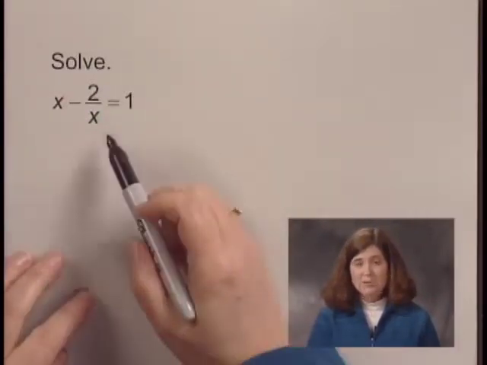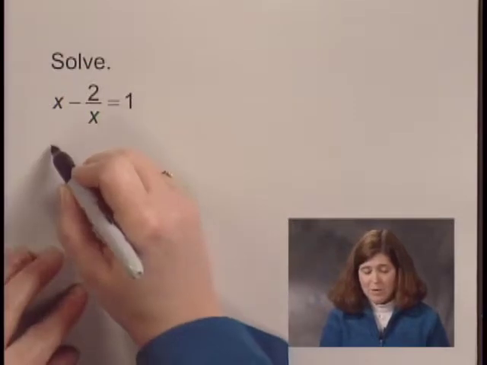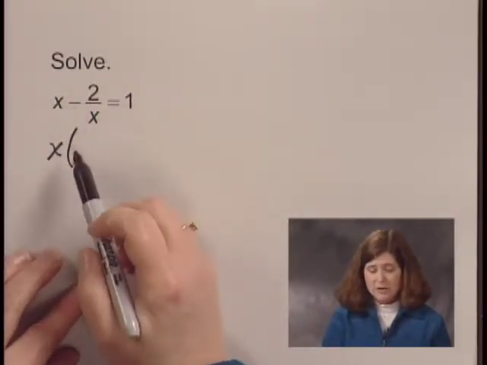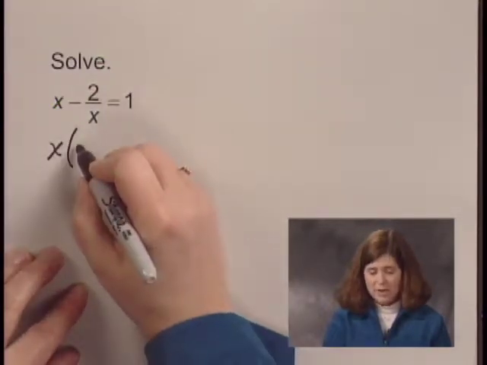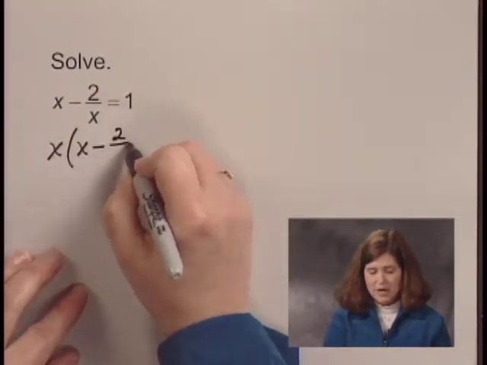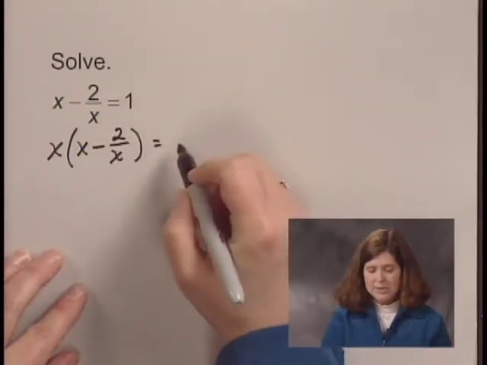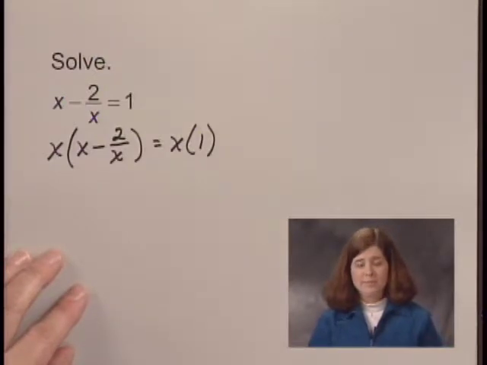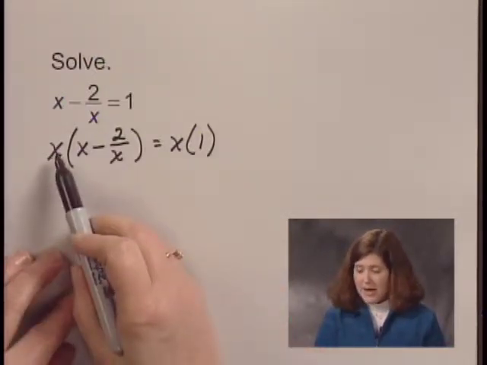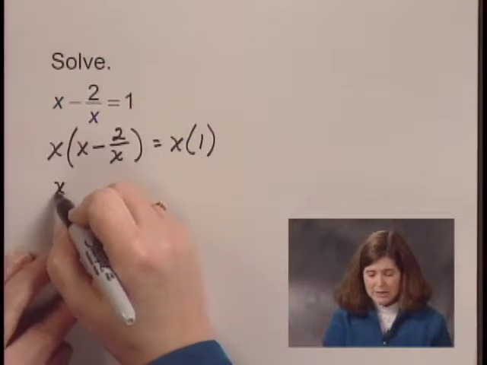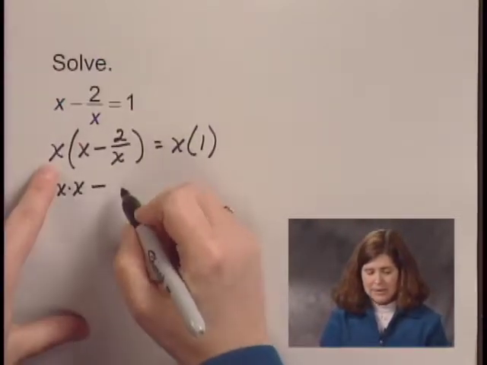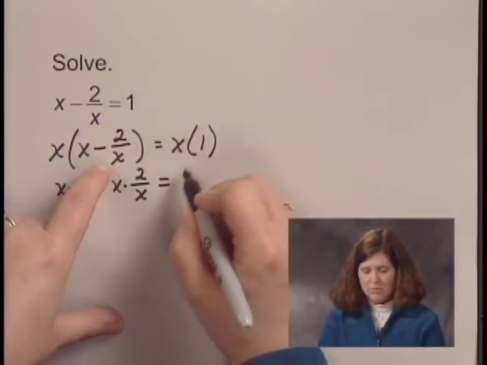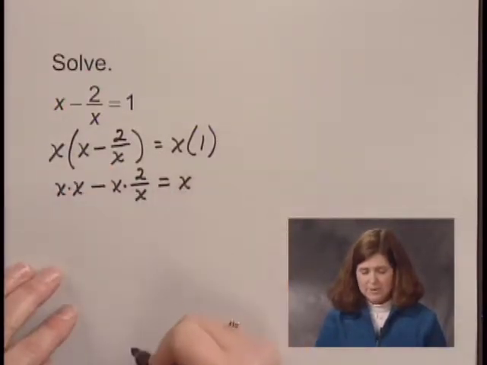In this case, the only denominator is x. So I multiply both sides of the equation by x. I multiply x times, and I use parentheses and write the entire side of the equation, (x − 2)/x, equals x times the other side of the equation, which in this case is just 1. Now when I multiply, I have x times x minus x times 2 over x equals x times 1, which is x.